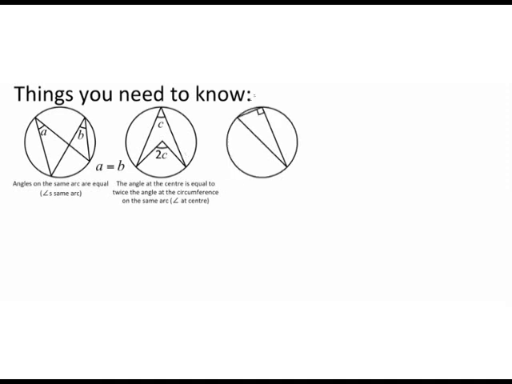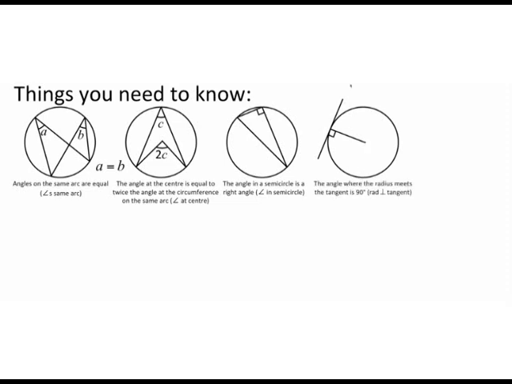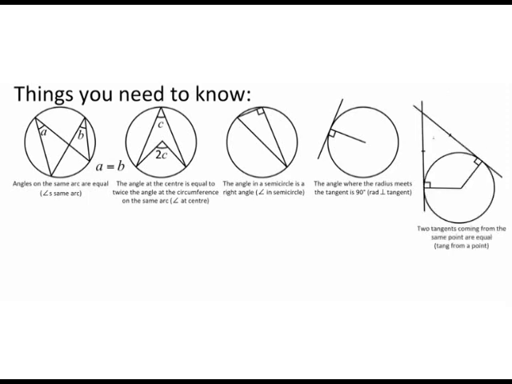Rule number 3, the angles in a semicircle, or subtended by the diameter on the circumference of a circle, are 90 degrees. Rule number 4, a tangent to a circle is perpendicular to any line that passes through the center of the circle. Rule number 5, two common tangents are equal.